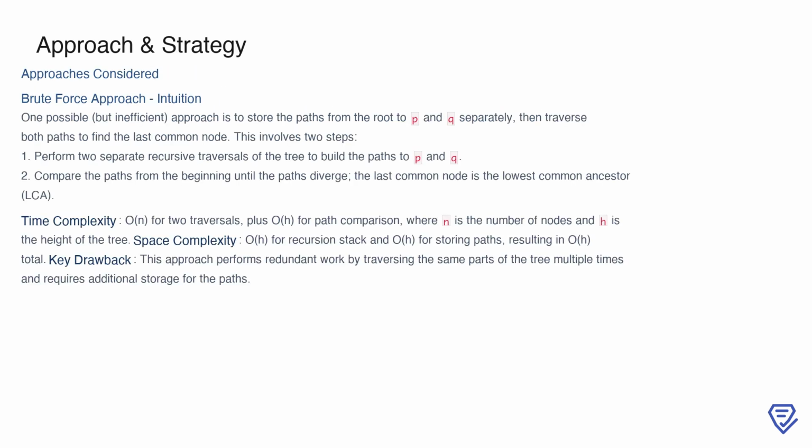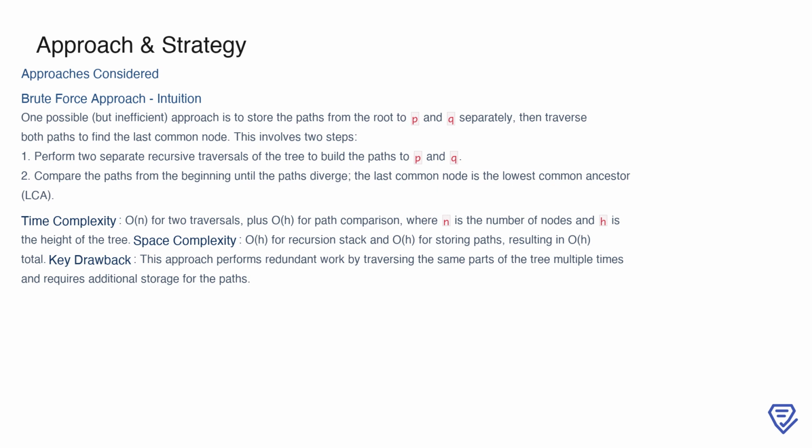To approach this problem, let's consider a brute force method first. The intuition here is straightforward: we can find the paths from the root node to P and Q, then compare these paths to determine the last common node, which would be the lowest common ancestor. This process involves two steps. First, we perform two separate recursive traversals to build the paths to P and Q. Next, we compare these paths starting from the root, and as soon as the paths diverge, the last common node is identified as the LCA.